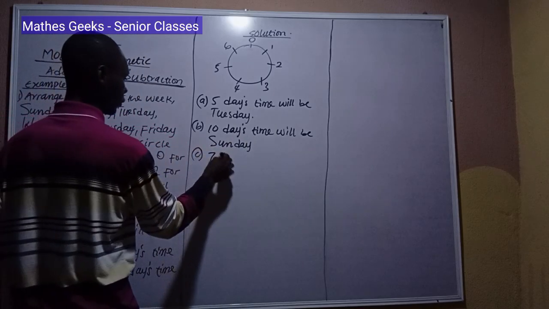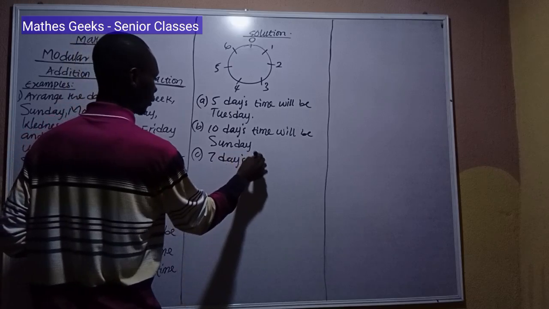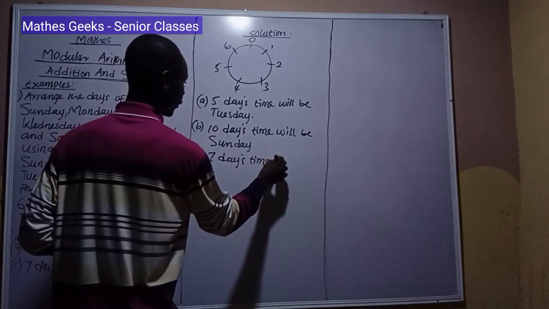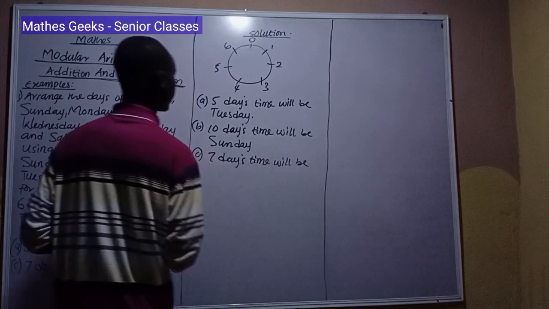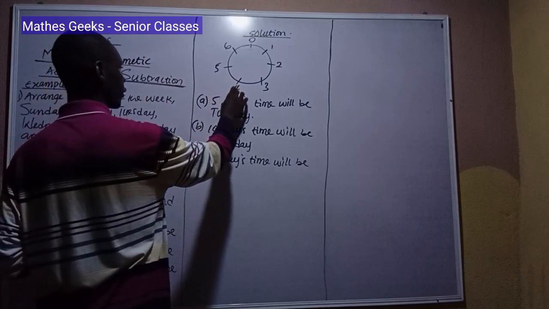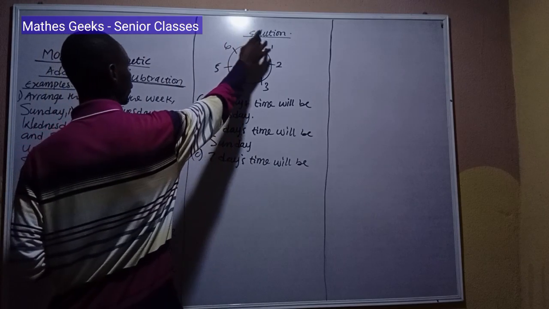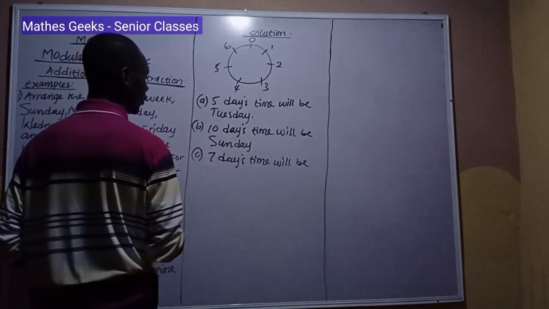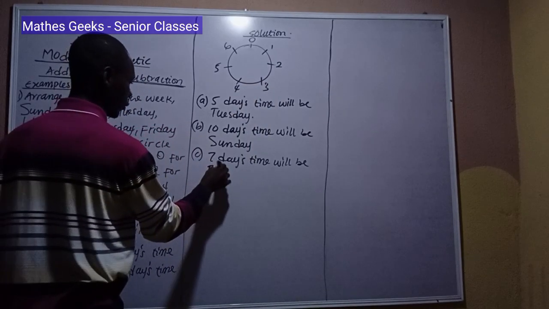7 days time. We start from 4, which is Thursday. Will be 1, 2, 3, 4, 5, 6, 7. 7 days time will be Thursday.